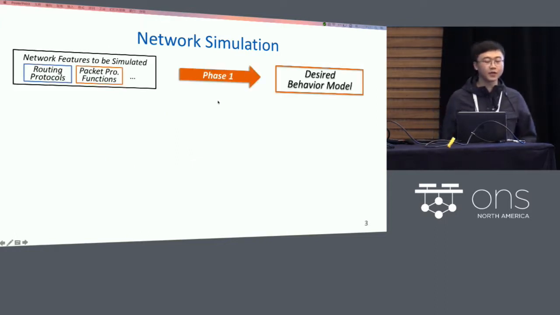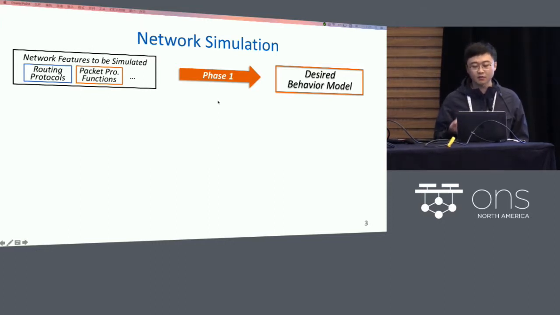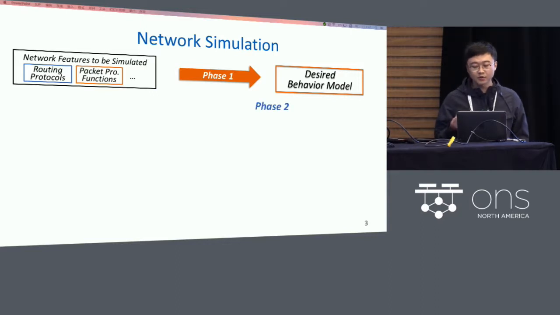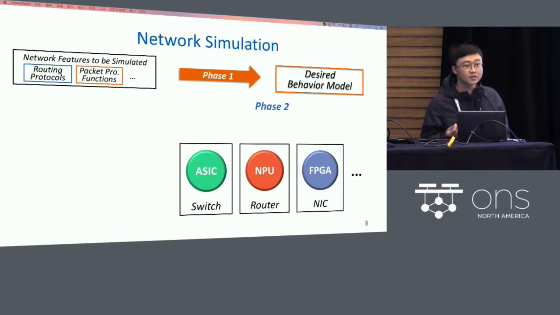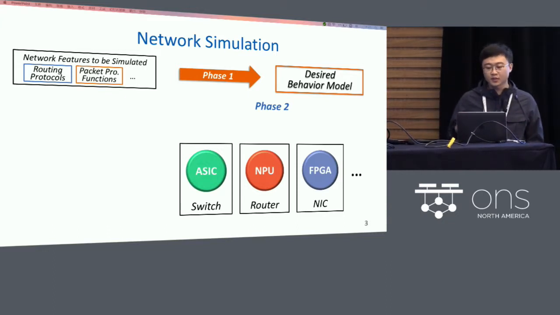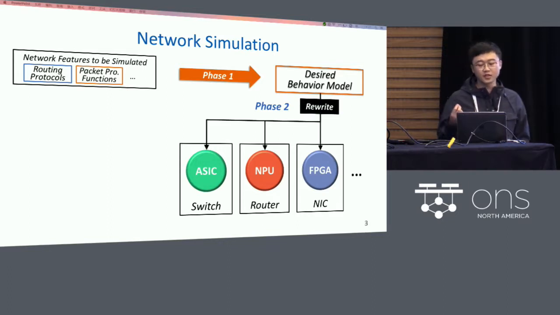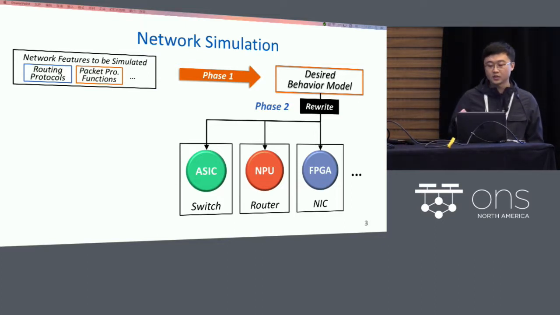In the phase 1, we can get a desired behavior model for specific network features. Then in the phase 2, we should port the behavior model to real network devices, such as ASIC-based switch, NPU-based router, and FPGA-based NIC. Until now, there is no efficient approach to translate the behavior model to code of real devices. Thus, we have to manually rewrite the simulation behavior model.